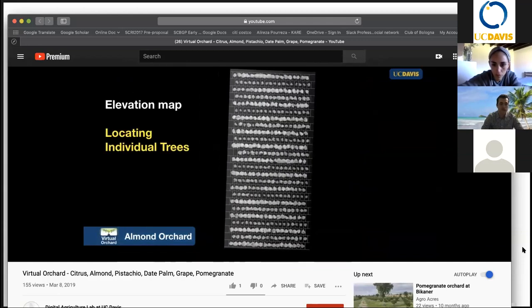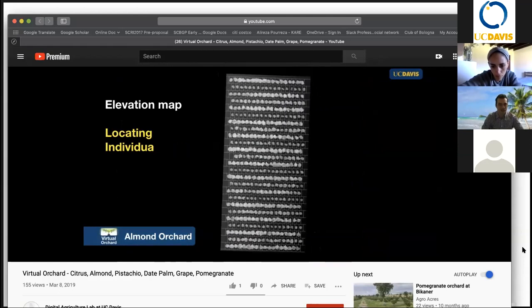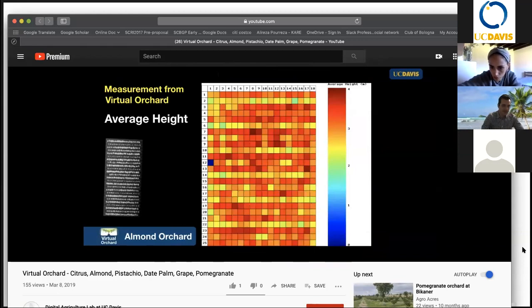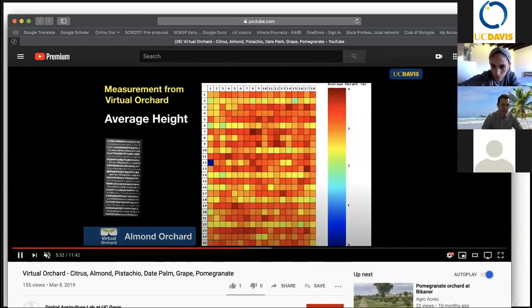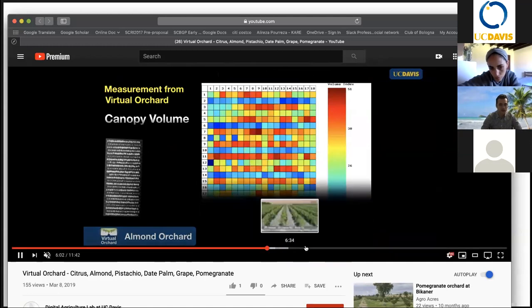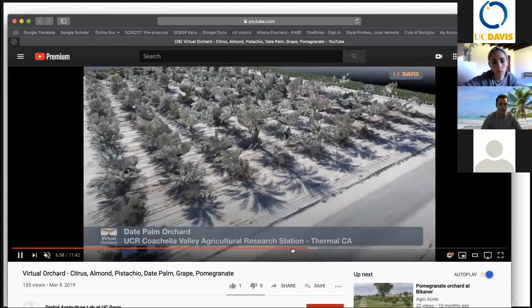It's important for us to do this measurement per tree. Using this photogrammetry technique, we can do these measurements per tree. For example, we can measure plant height, and we can measure canopy cover. Canopy cover is something that we assume is highly correlated to light interception, and we can do that measurement per tree. There are more videos about different types of virtual orchards.